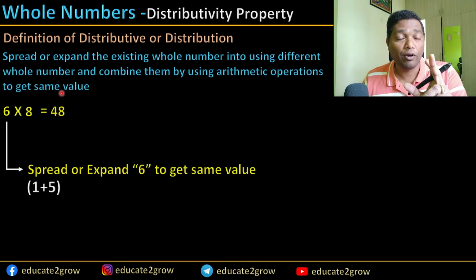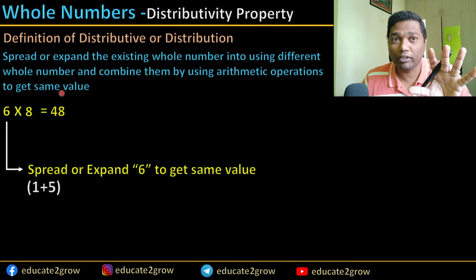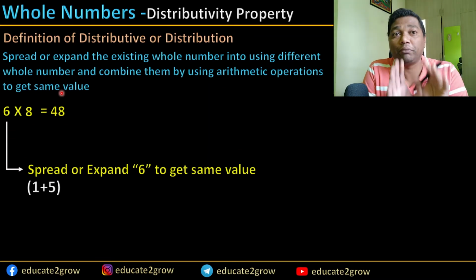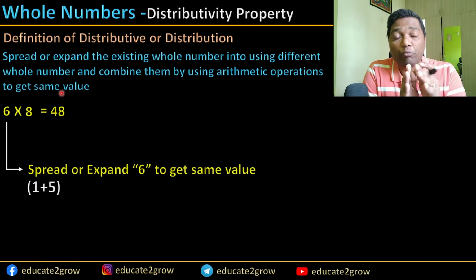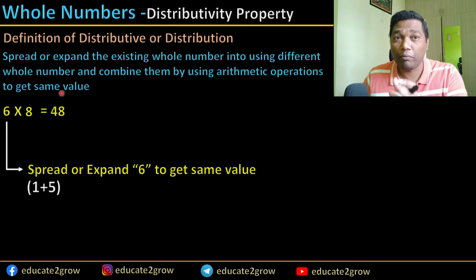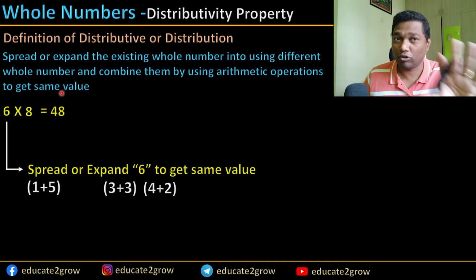1 plus 5 equal to 6, right? Please concentrate at this moment. I'm going to use mathematical operations, addition and subtraction both, and see how both will play a different role in the distribution property. 1 plus 5 equal to 6, and then 3 plus 3 equal to 6, and 4 plus 2 equal to 6, right? So just concentrate here.